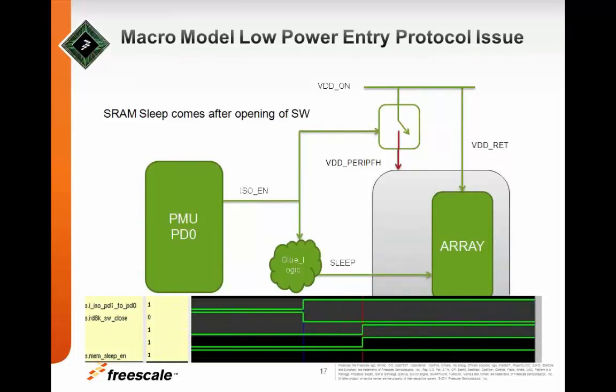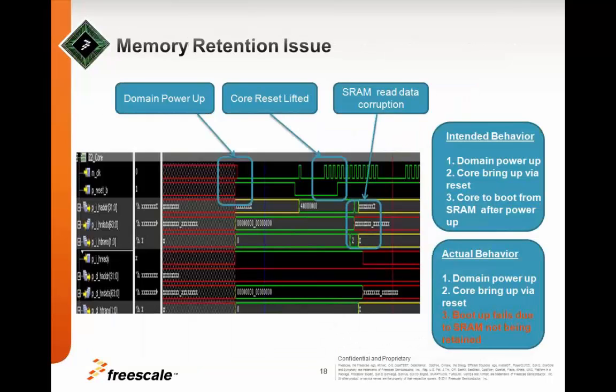Here is an illustration of a macro model low power entry protocol issue, wherein the memory sleep signal was asserted after the opening of the switch, thus resulting in the memory contents being corrupted and the memory array not being retained. The intended behavior of the device after power up was for the code to boot from the system RAM, but the boot up failed due to SRAM contents getting corrupted because of the late assertion of the sleep signal.